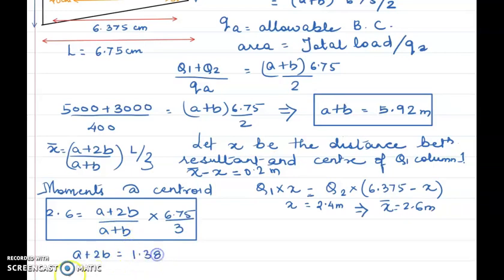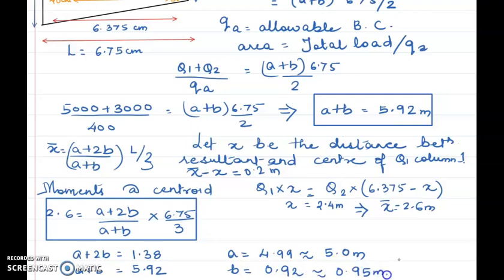You have another equation A plus B as 5.92. Solve this simultaneously. You will get answer A is equal to somewhere around 4.99. So I'll approximate this to 5 meters. And B is equal to, I will get this as 0.92. I'll approximate this as 0.95 meters. Okay, so that is my dimension.